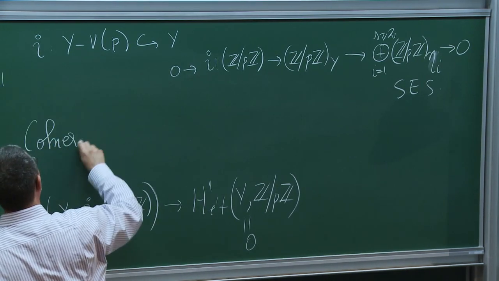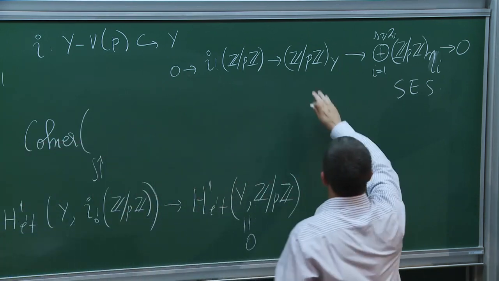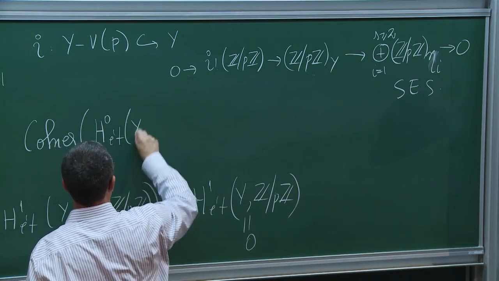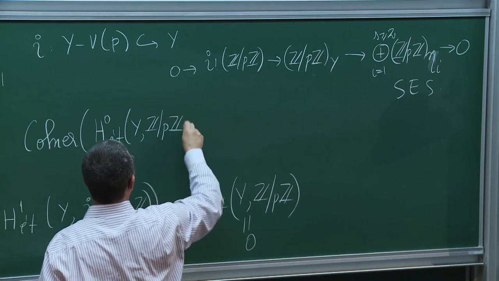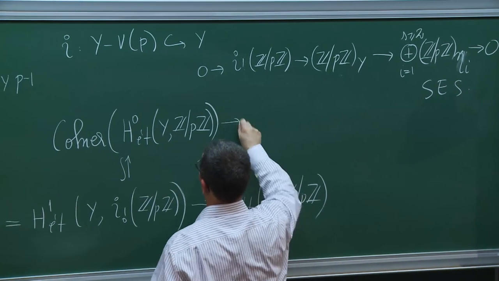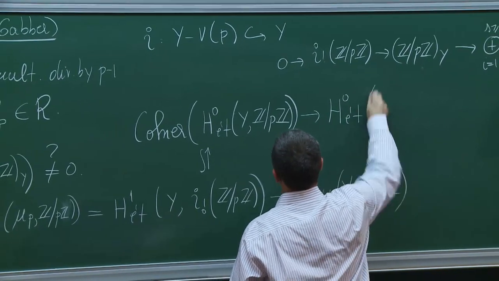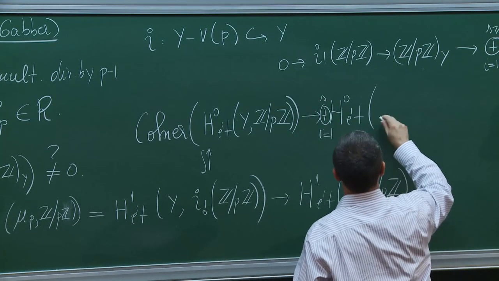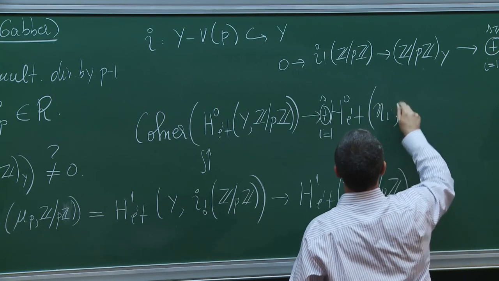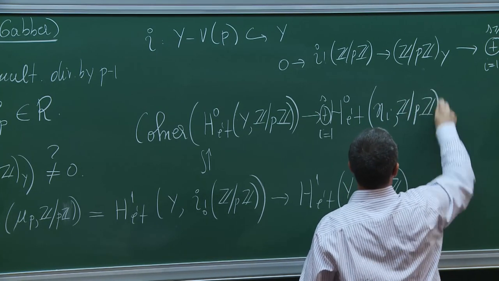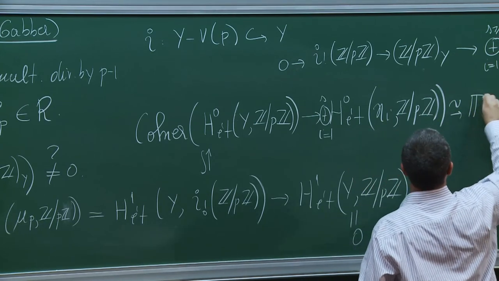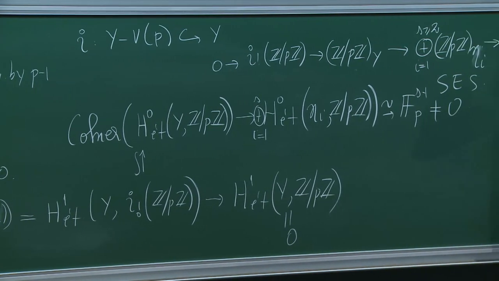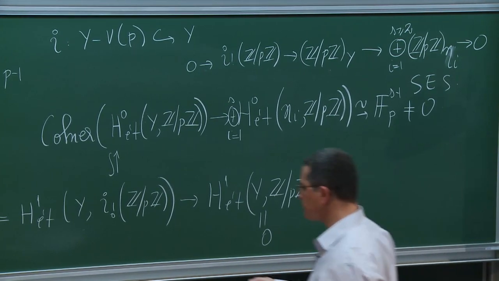We get at the level of H^0s the direct sum, i going from 1 to s, of eta_i Z mod pZ, and this is isomorphic with F_p to the power s minus 1, and is different from 0. So this completes the counterexample.